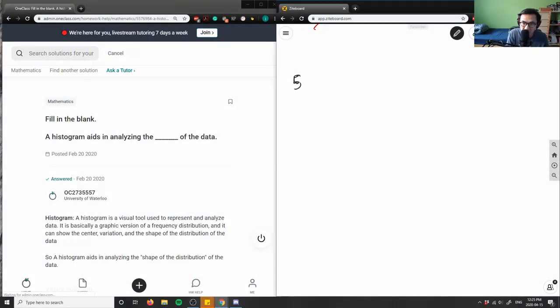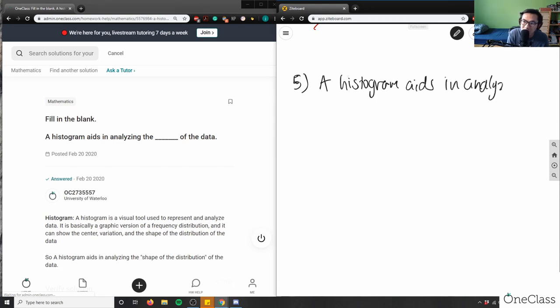So here, let's look at number 5. A histogram aids in analyzing the blank of the data. So again, this is probably a pre-algebra question. We're looking at a histogram, right? So what is a histogram in the first place?